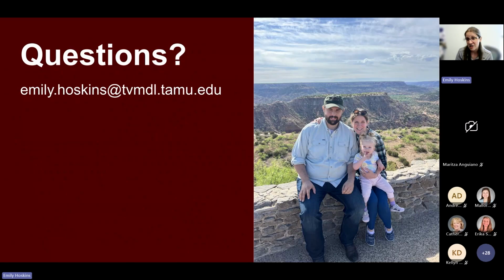This is a picture of me and my family. That's my husband and my daughter. And we are in Palo Duro Canyon, which is absolutely gorgeous and amazingly 8 minutes from where I live now. It is the second largest canyon in the United States. And so I highly recommend coming up and visiting, if you ever can, because it is just beautiful.